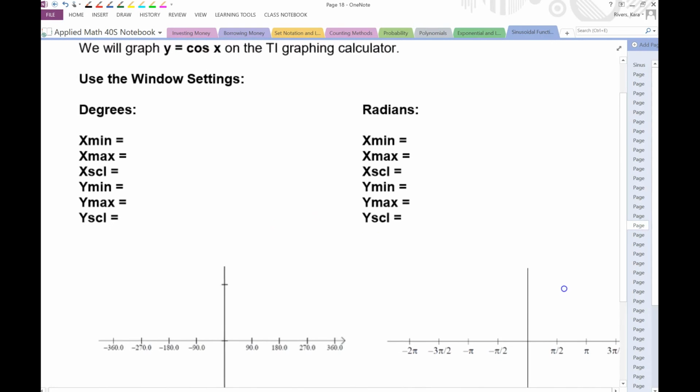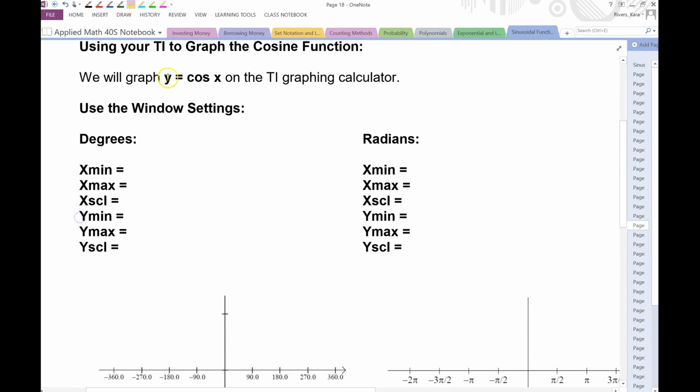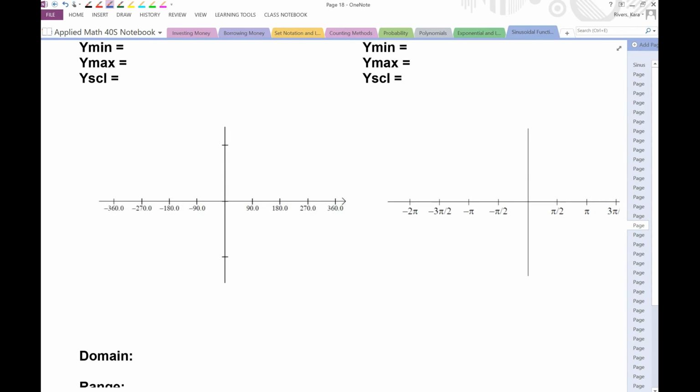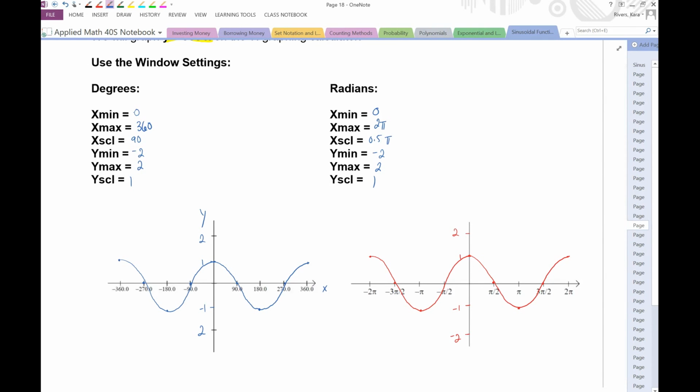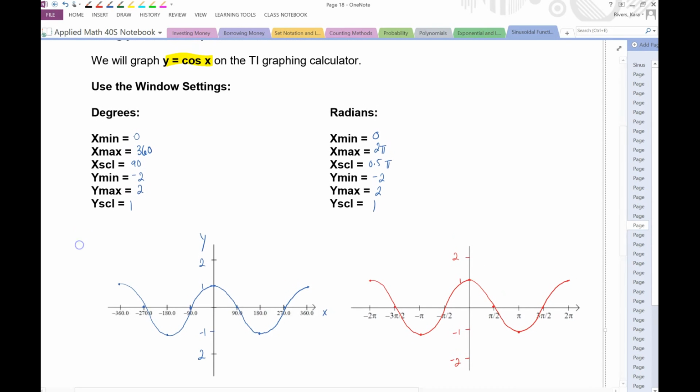In terms of your window settings, those are exactly the same, but now you're graphing y equals cos x. So rather than me going through all of that, you go ahead and do that, and then come back and check, and you should see all the characteristics. So here you have the graph of y equals cos x. You can see it in degrees and in radians, the same behavior.